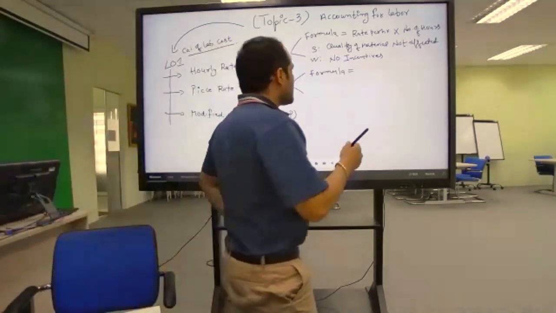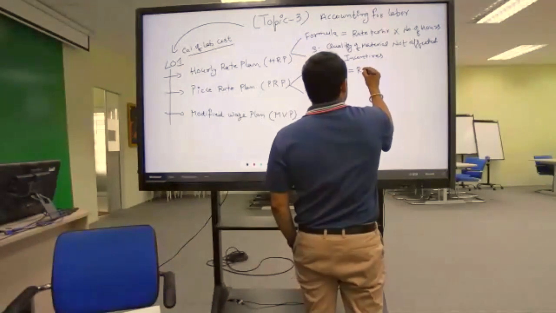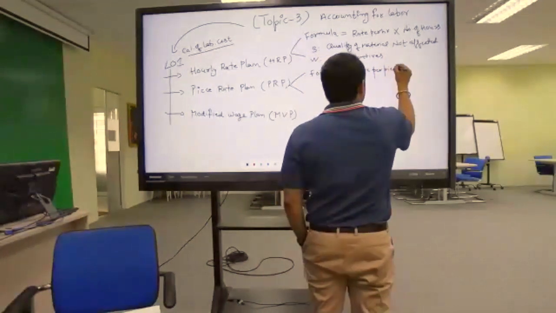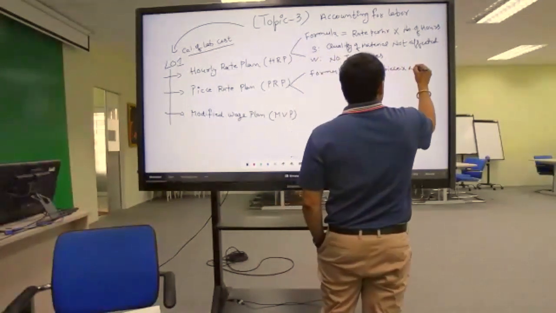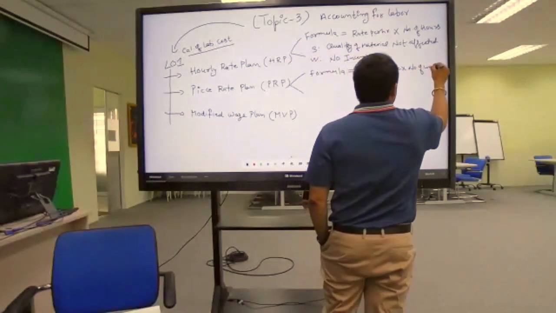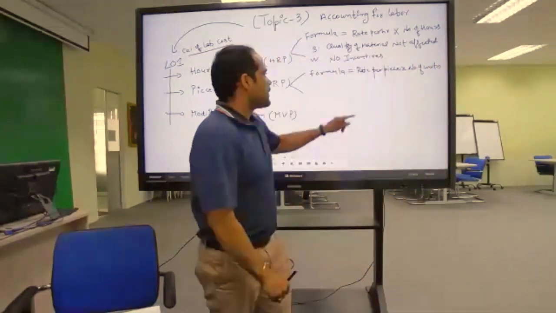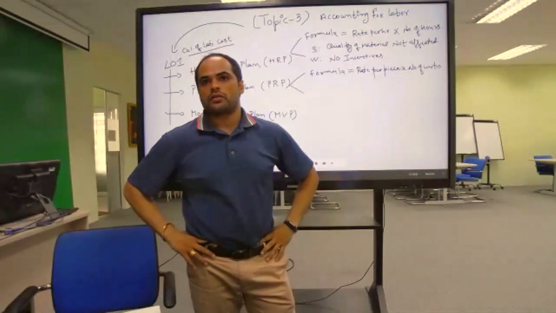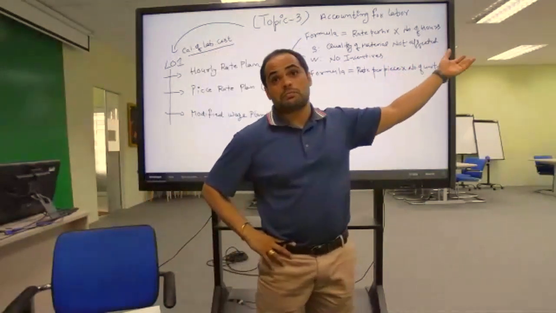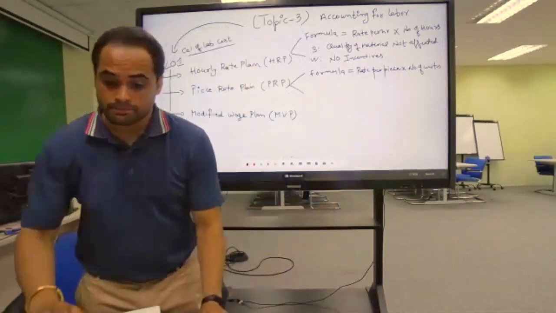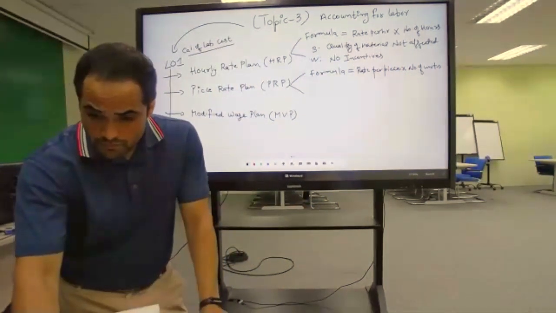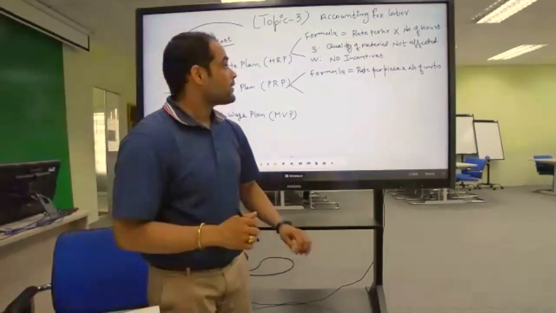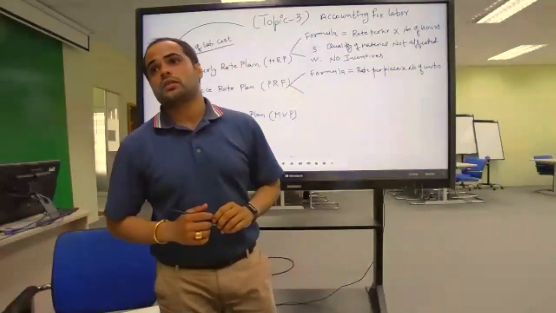So the formula is rate per piece multiplied by number of pieces, number of units. Rate per piece: the company decided to pay $50 per product. And number of units, maybe 100. So that is rate per piece, and number of units.